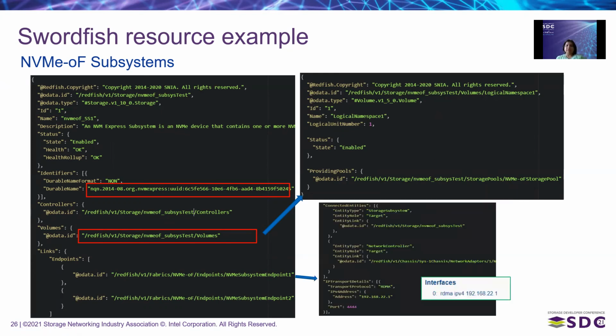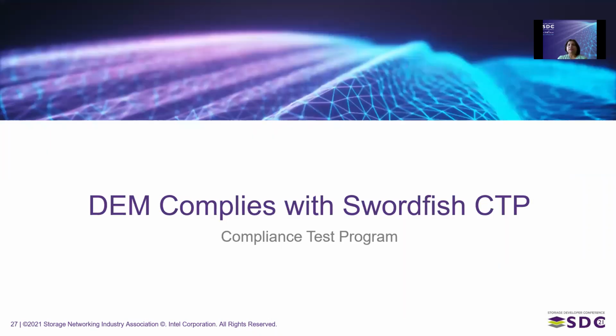And the endpoint represents the fabric transport, and we can see that this endpoint is associated with this subsystem, and it has fabric transport details like the protocol, the IP address, and the transport service ID as well. So there shall be an agent that will interpret Swordfish to NVMe and vice versa.